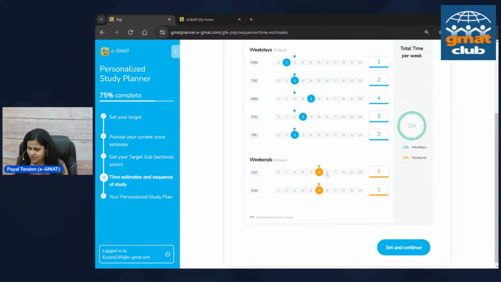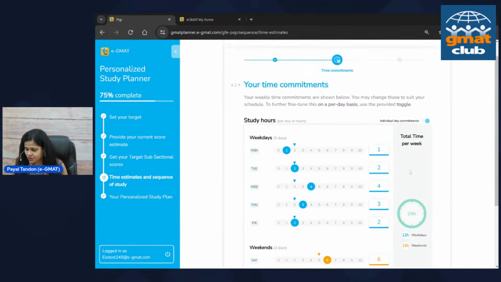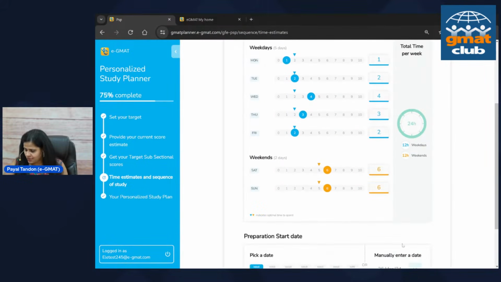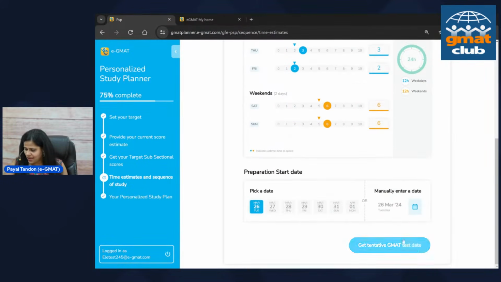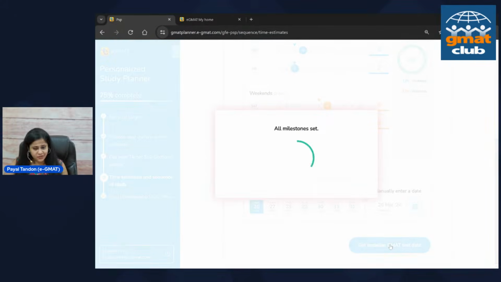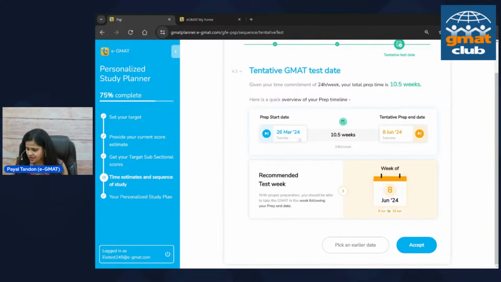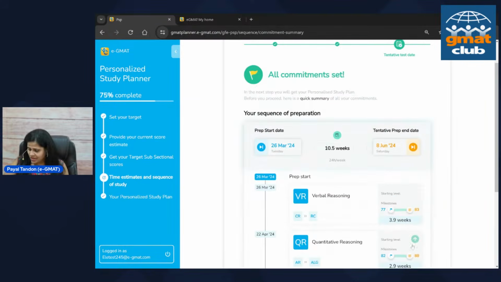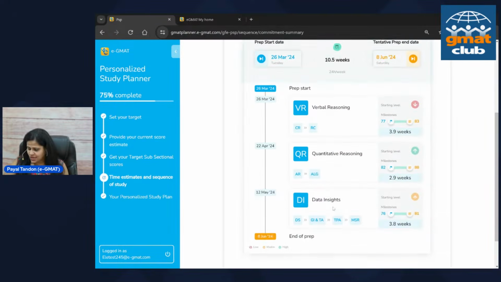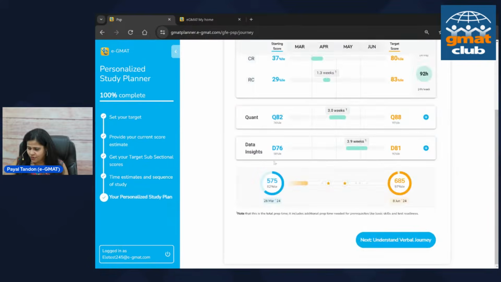And then weekends, I want to really finish my prep, and I can afford to spend 6 hours every day on the weekend. So now it's going to take these new commitments, and it's going to give me my tentative GMAT test date. And there you go. If I start from today onwards, then within 10.5 weeks, I can get to my target GMAT score, and I accept that. And then it gives me a detailed journey view of my entire prep.